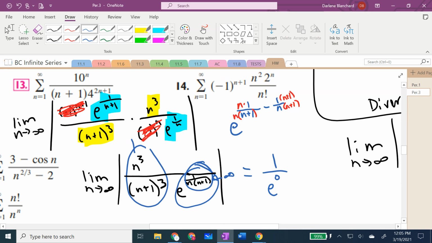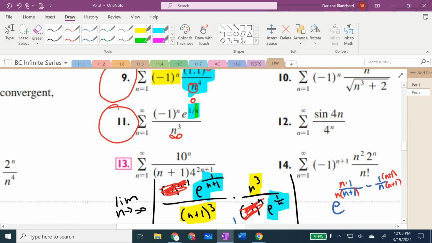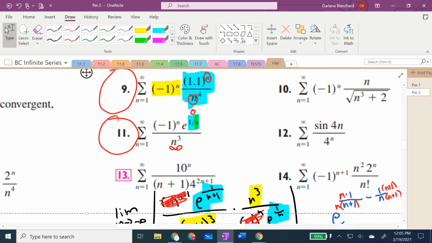Uh-oh. Oh, I just saw it. E to the 0 power is 1. I can't do ratio test. Dun, dun, dun! So that's out. Number 11 is harder than it first looked.